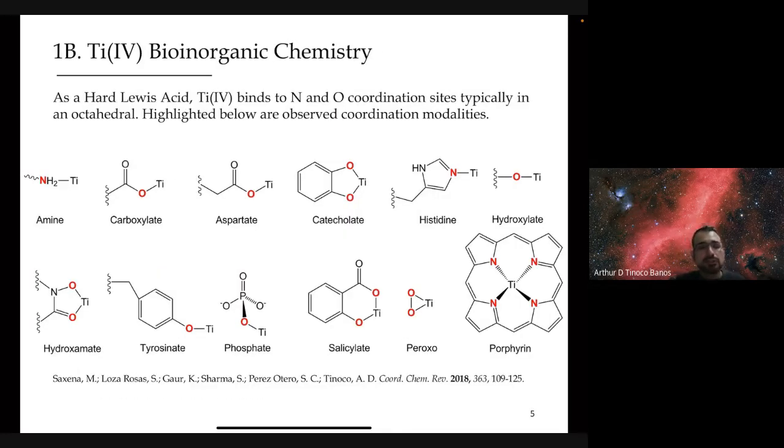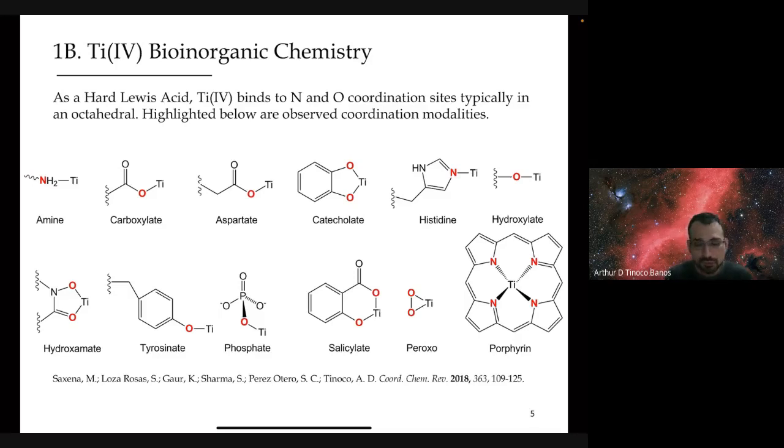So here I present a bit of the bioinorganic chemistry of titanium. Titanium is a hard Lewis acid. It has a preference for binding to nitrogen and oxygen groups. And here are some of the sites to which titanium can coordinate in terms of biomolecules, just to give you an overview of the types of compounds that you can potentially find titanium forming with biomolecules.